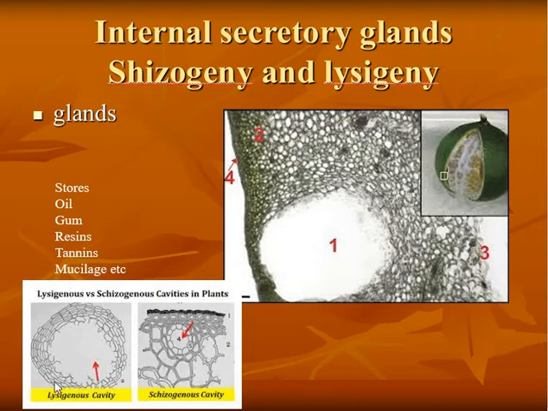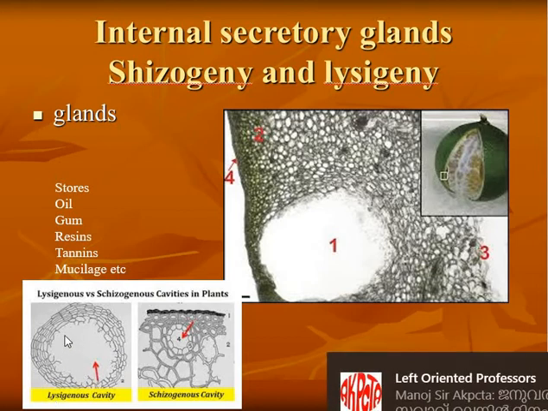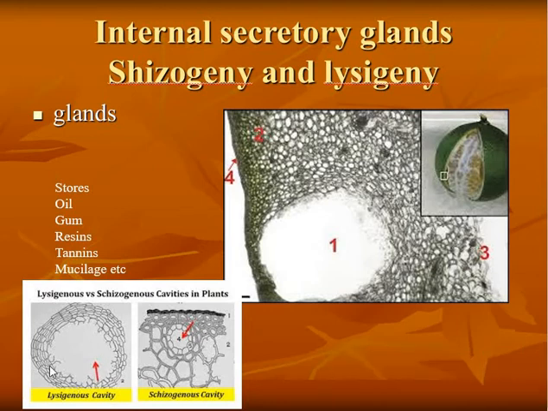This is a tissue. When the plant wants to form a cavity, the parenchyma cells undergo disorganization. The parenchyma cells disintegrate and a cavity is formed there. This kind of cavity is called a lysogenous cavity. The lysogenous cavity is formed by the disintegration of the cells, or lysis. Hence it is called lysogeny.